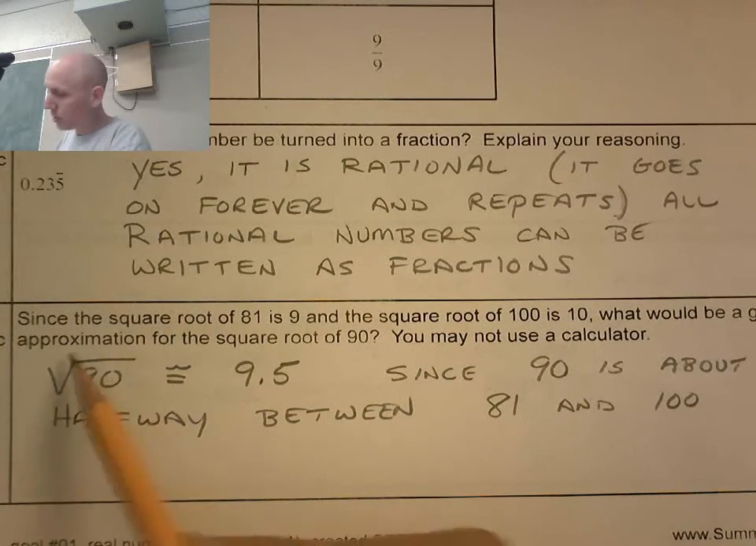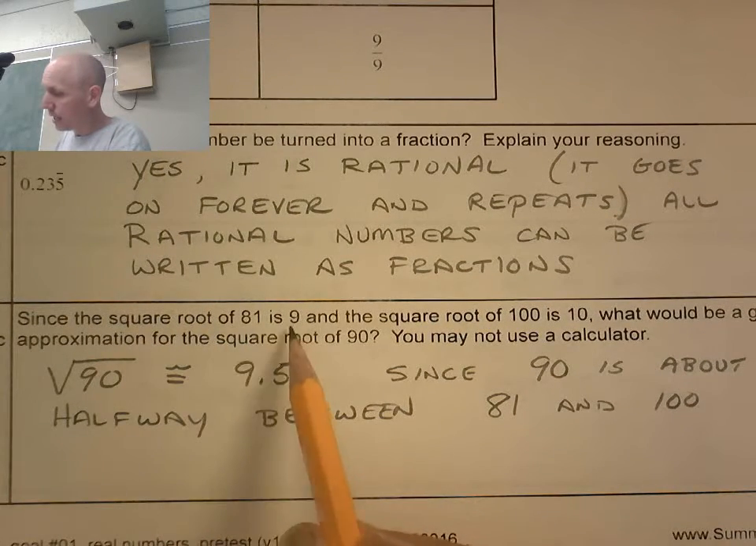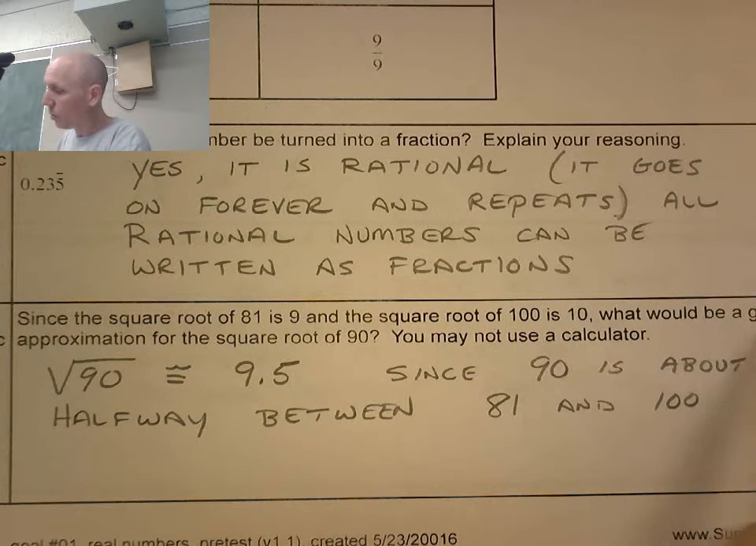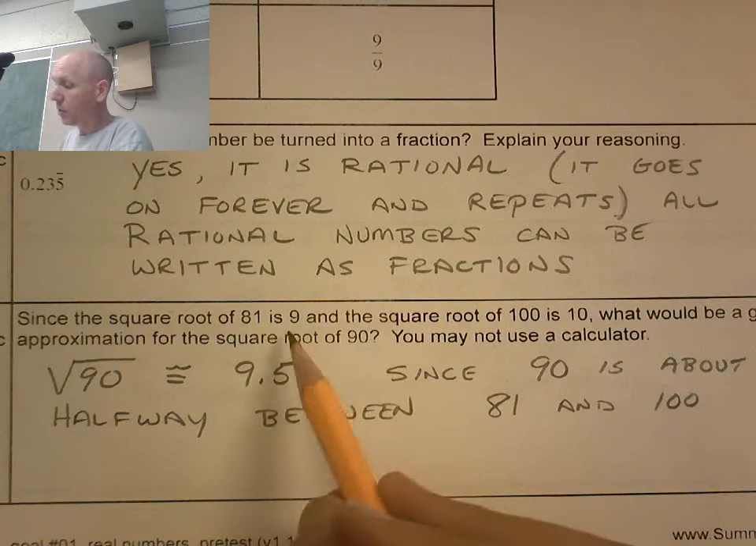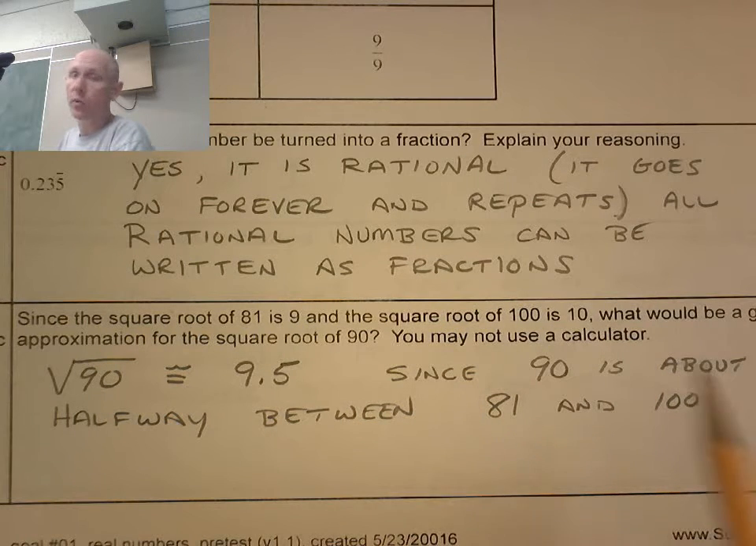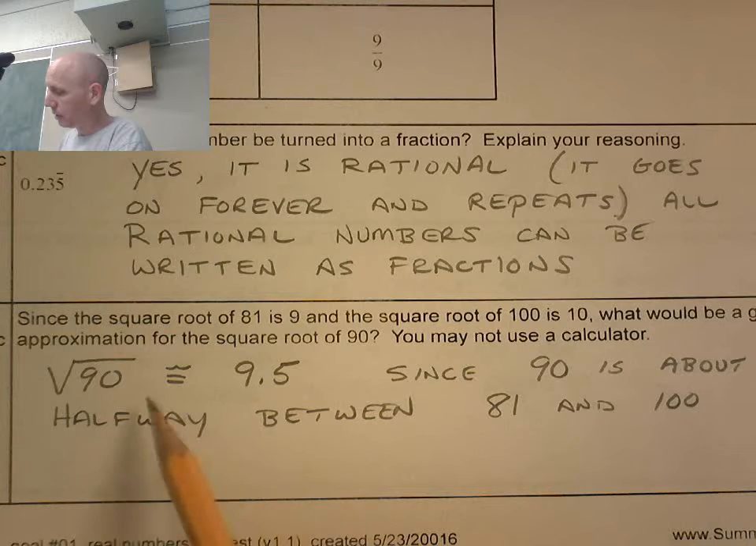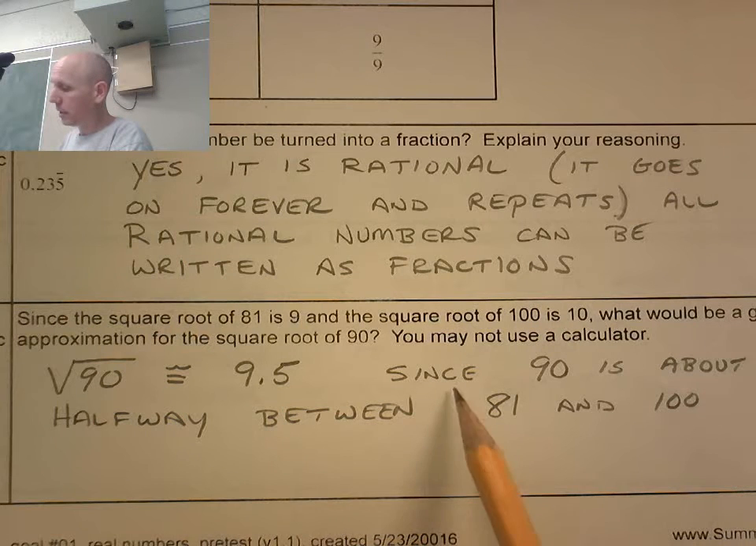Next one. Since the square root of 81 is 9 and the square root of 100 is 10, what would be a good approximation for the square root of 90? You may not use a calculator. Well, I think it's going to be about halfway between 9 and 10, because 90 is about halfway between 81 and 100. So I'm thinking about 9.5. Since 90 is about halfway between 81 and 100, it should be about there.